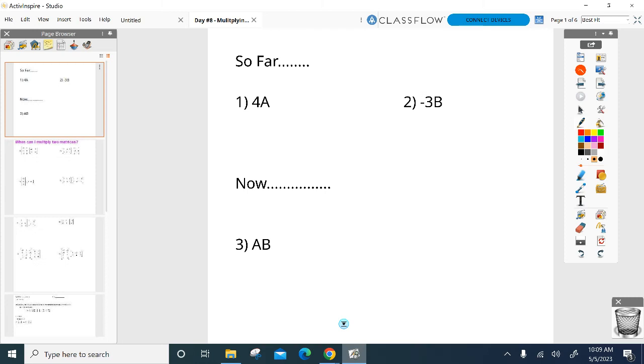All right, so far, here's what you can do. You can take a matrix and just multiply it by 4. That's what you did for the quiz. You can take a matrix and multiply it by -3. Everyone's comfortable doing that.